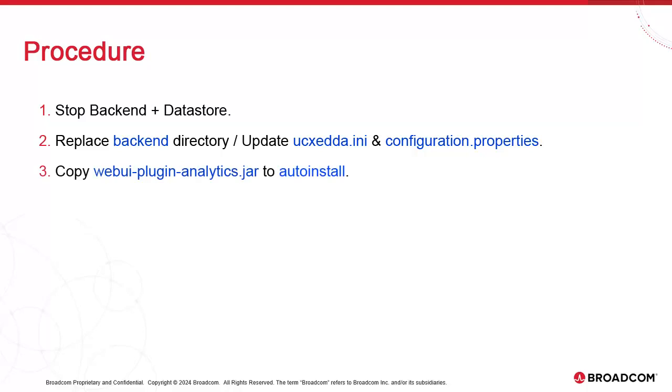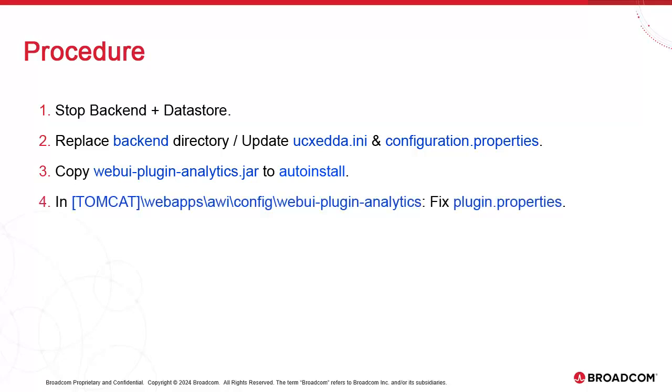We then copy the new Web UI plugin analytics.jar file in the auto install directory. Make sure you remove the old one. Finally, in the Web UI plugin analytics directory in awi/config, make sure you fix the plugin properties file. You'll need to specify the AE host and the API key, which you can extract from the database if you don't know it.